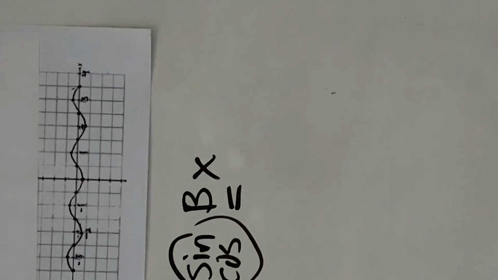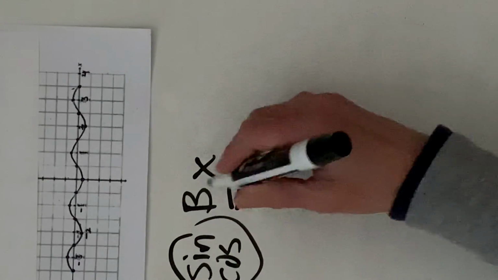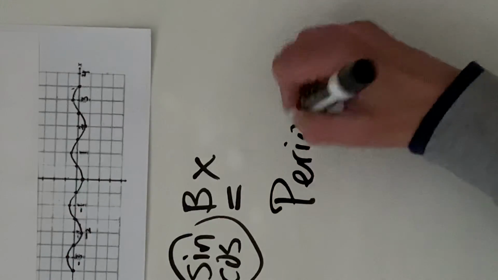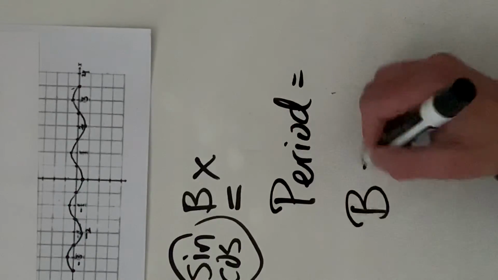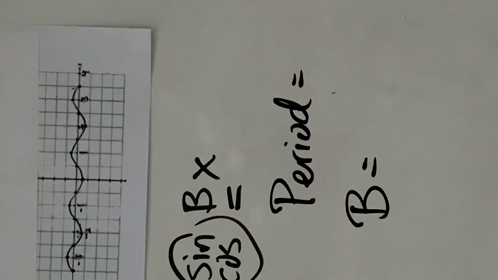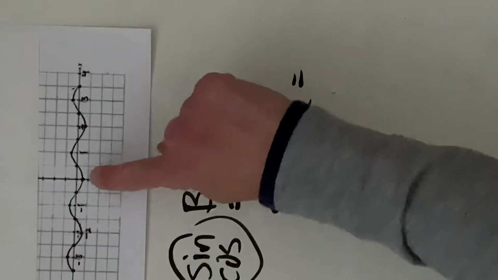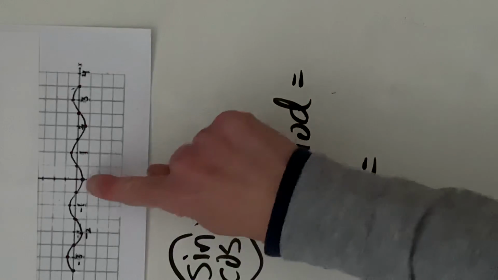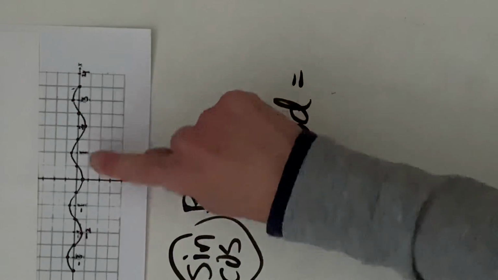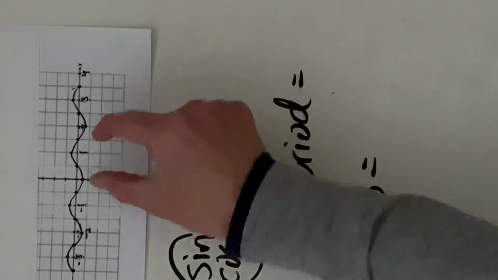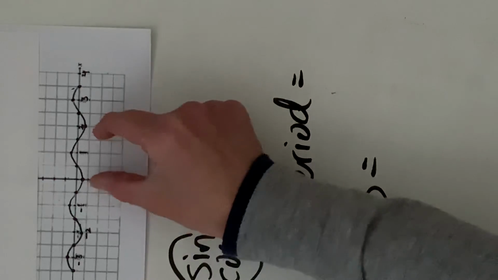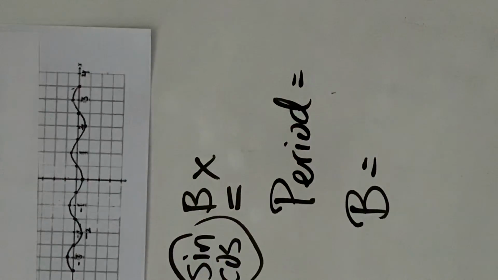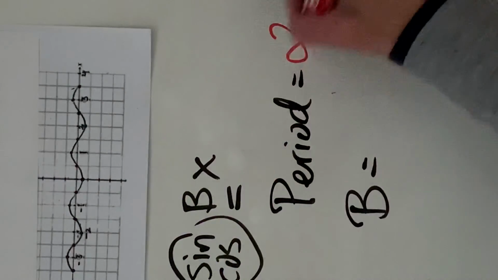1/2, okay? We need to know B, but in order to figure out B, what we really need to know is what the period is first, right? And once we know the period, then we can figure out B. So if we look at our graph, depending on where you start and where you end, it doesn't matter, but I'm looking at this from the minimum to the minimum. So that would be my period, right? That cycle fits from 0 to 2. So that means that my period is 2 units.